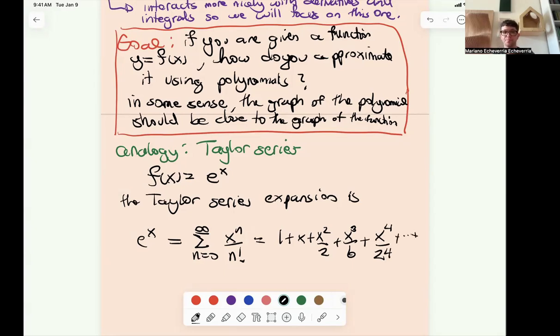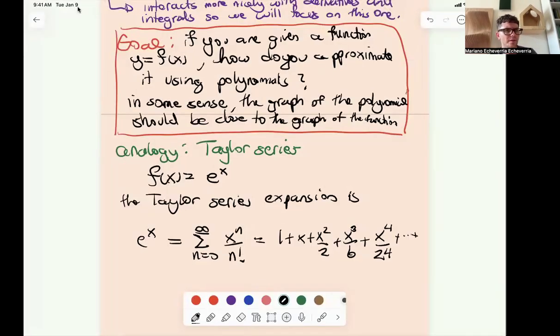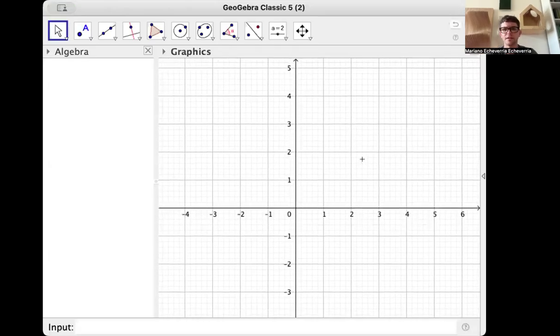And let me see if I have GeoGebra for a second, just to open this up. Give me 1 second. Yeah, let's go to GeoGebra for a moment.